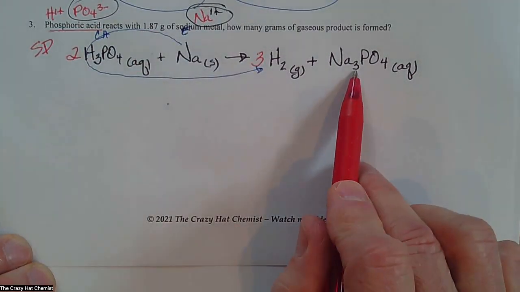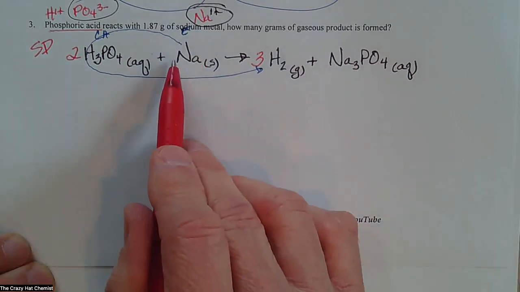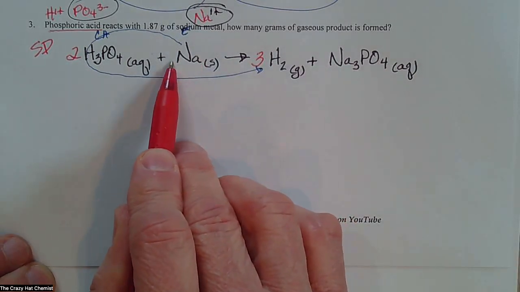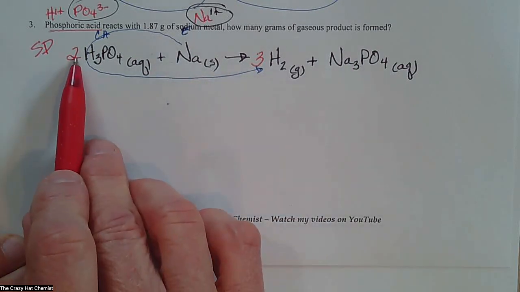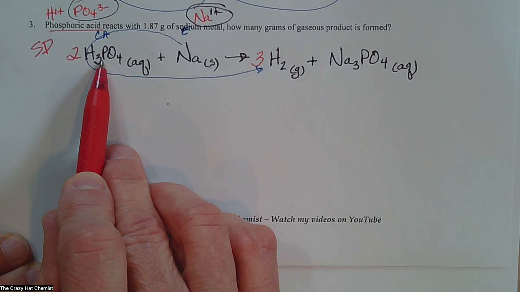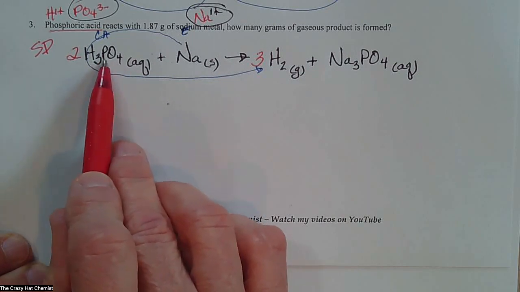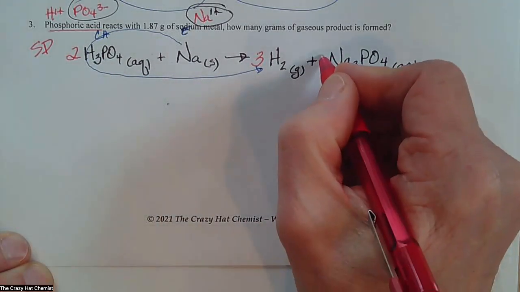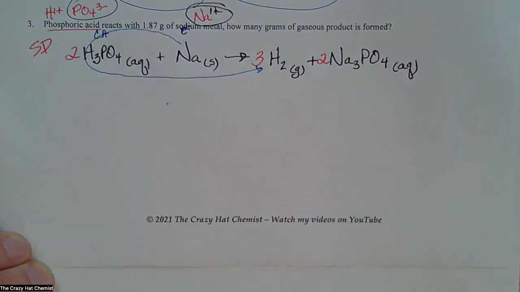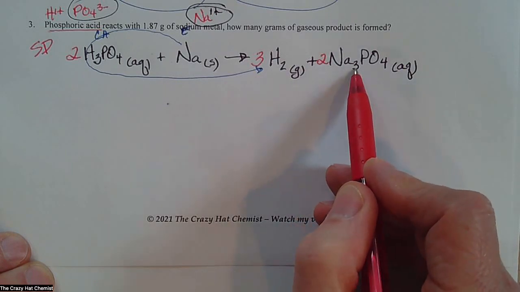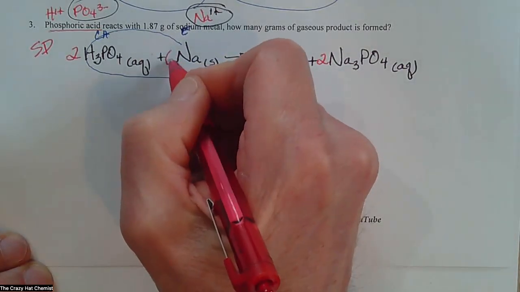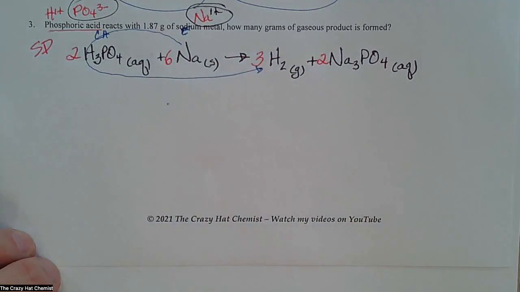Then I can also notice that there are 3 sodiums on the product side and only 1 sodium over here. Okay, but also I just put a 2 in front of the phosphoric acid. So there's a 2 in front of the phosphorus. So I'm going to have to put a 2 in front of that phosphorus like that. Now I should say that there are 2 times 3, that's 6 sodium. So I'm going to have 6 right there in front of the sodium. Right? Hopefully that's working out okay for you.